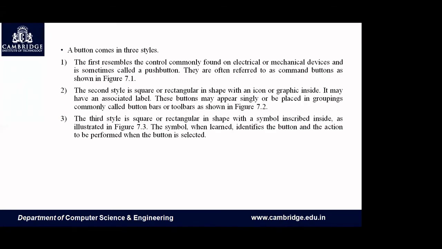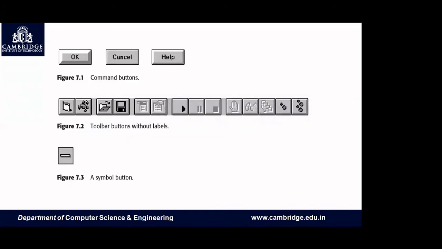The third style is square or rectangular in shape with a symbol inscribed inside. The symbol, once learned, identifies the button and action. If you understand the symbol, you will know what the work of that button is. So the minus symbol is for subtraction. If you have addition, it is the addition symbol. So those are the three different styles of button controls, right?